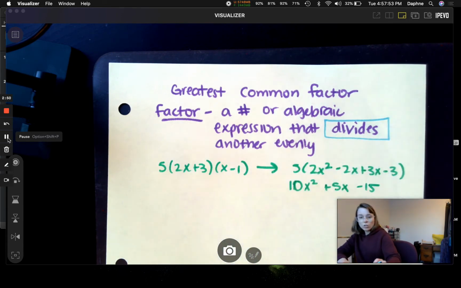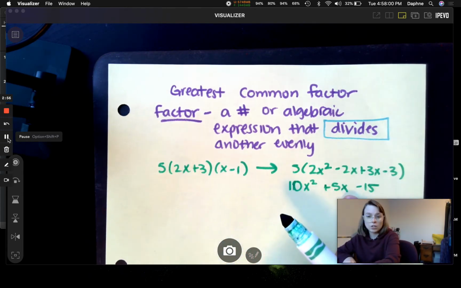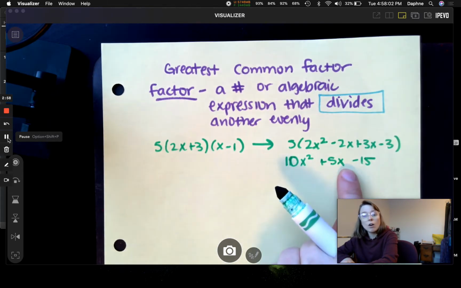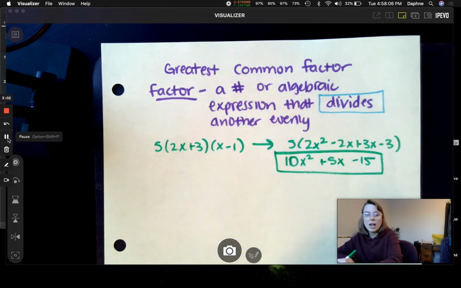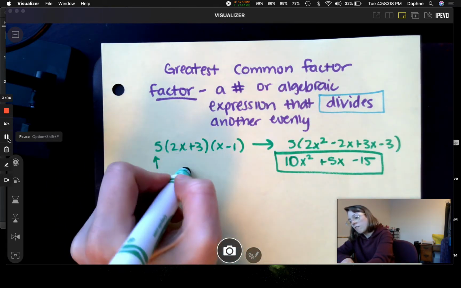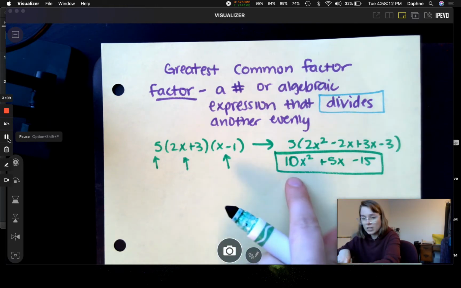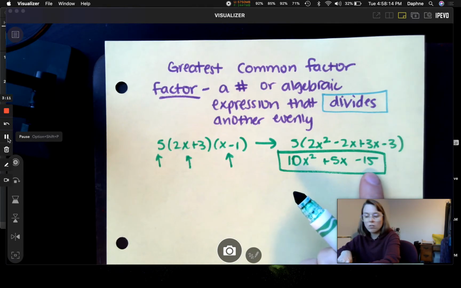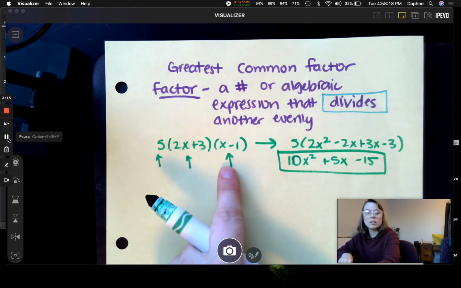Okay, so before this unit, or before even this lesson, I would have given you this as a question, and this would have been the answer. This whole unit is how do we go backwards? How do I take this answer and how do I find the factors? Notice that 5 is a factor of this algebraic expression or polynomial. Notice that 2x plus 3 is a factor and x minus 1 is a factor.